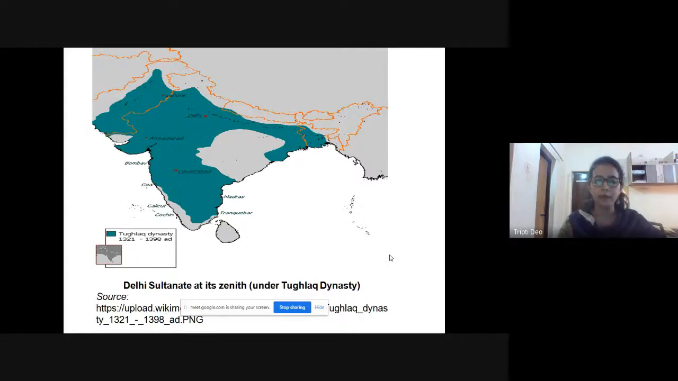So when Iltutmish came in, it wasn't that the entire India was under him. It was just a belt of northern India that was under Iltutmish. But gradually, with the Khaljis and the Tughlaqs coming in, the Delhi Sultanate expansion really started happening full-fledged. And this map particularly shows the Delhi Sultanate under the Tughlaq dynasty.